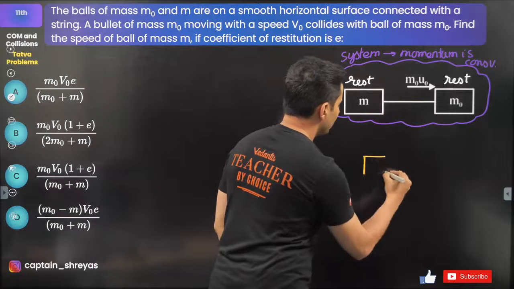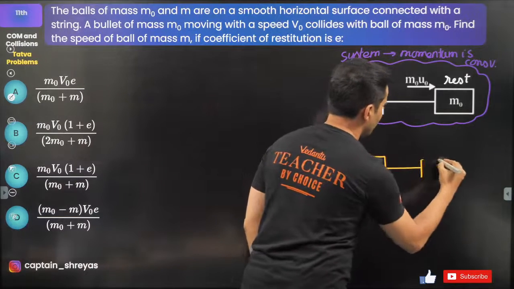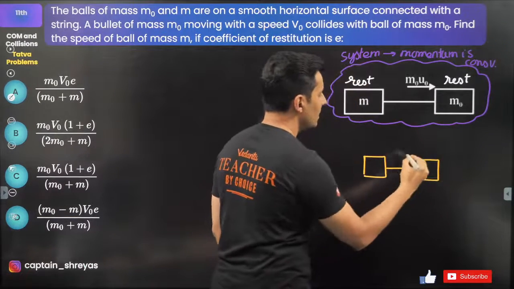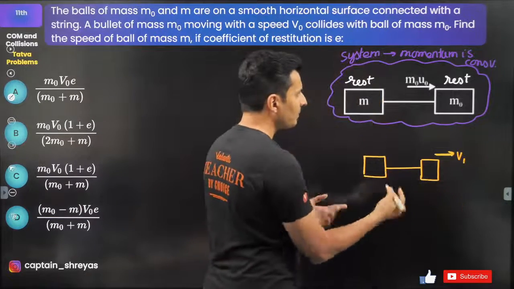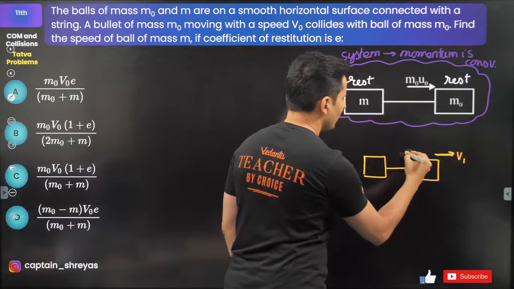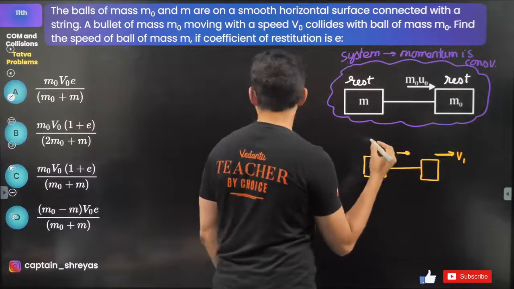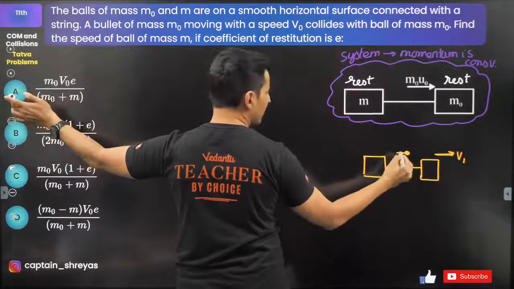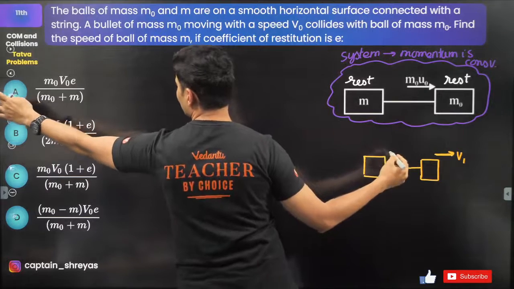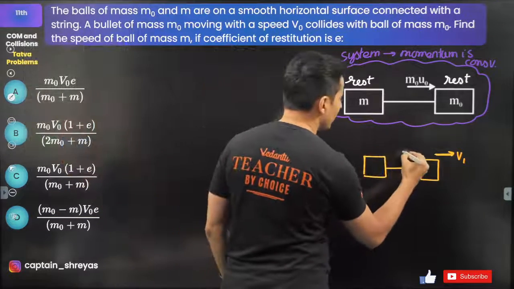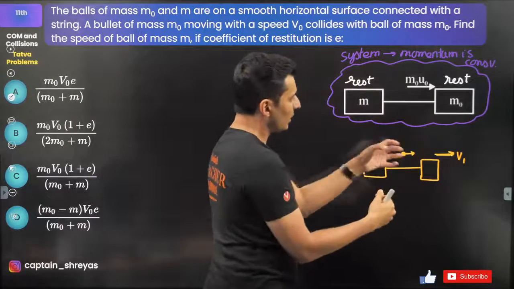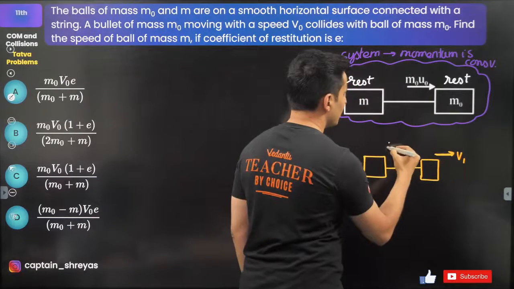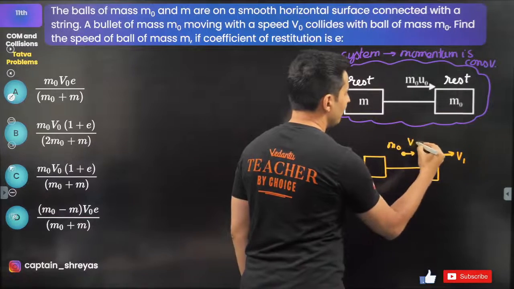Well, maybe this mass along with this mass, because they are connected by a string, they both will move together. Let's assume their speed to be v1. This mass over here, maybe it goes left side or right side, I really don't know, but let's just take it as if it's going towards the right side only after the collision. Okay, but with a lesser speed, because after it collides the speed will reduce. So this mass m0 has a new speed v2.